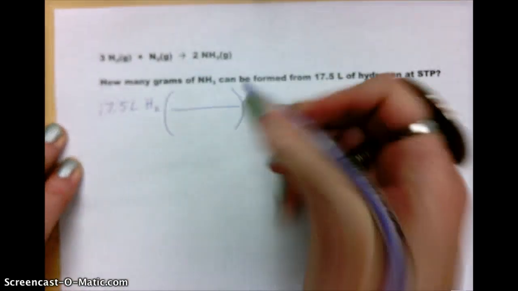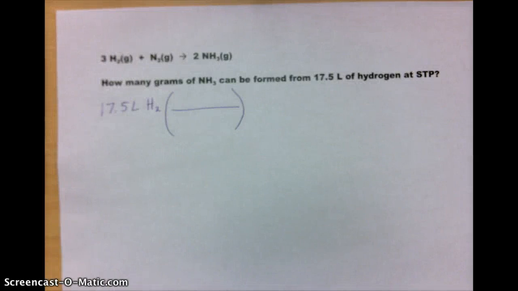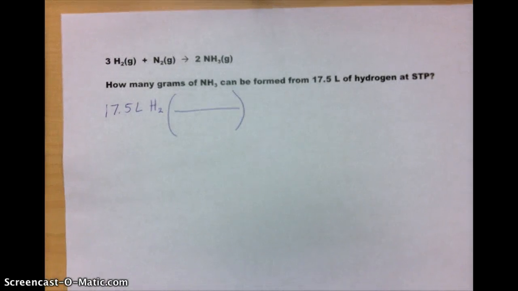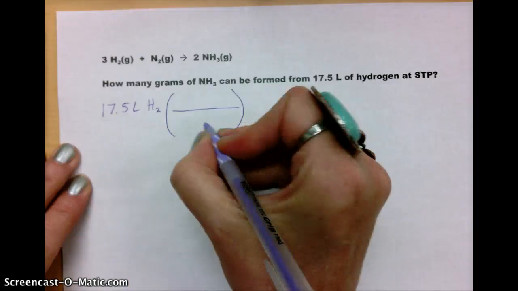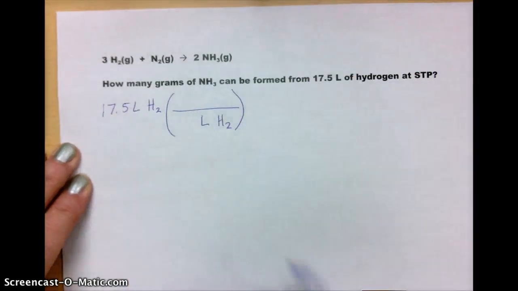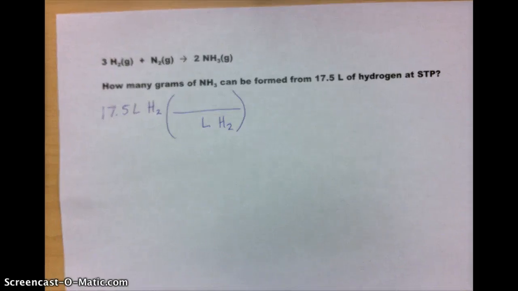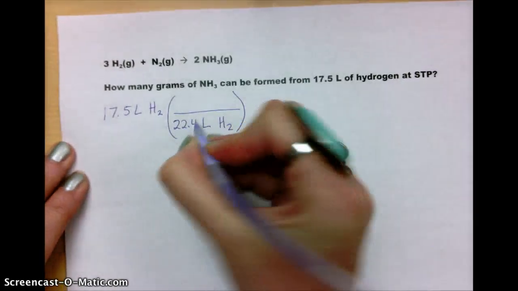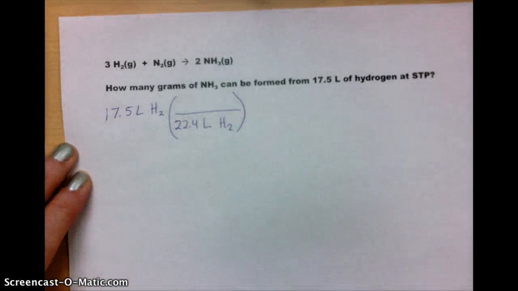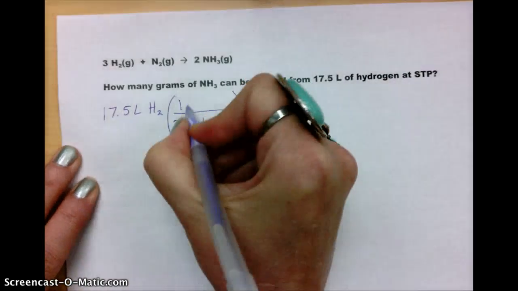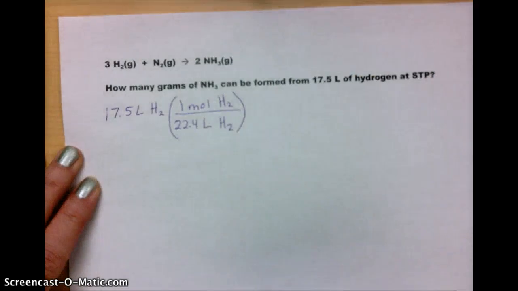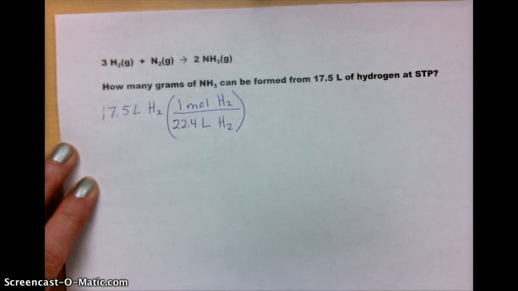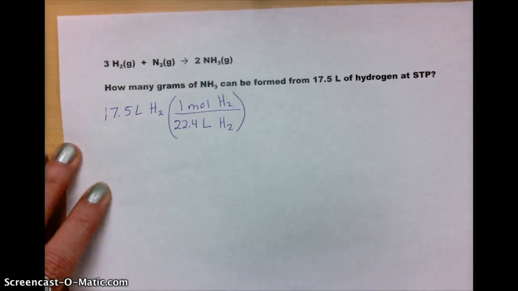First step is using the molar volume of 22.4 liters per 1 mole to convert to moles. Because liters of hydrogen is on top, I need liters of hydrogen on the bottom. And the conversion tells us that it's 22.4 liters of hydrogen in 1 mole at STP. So 1 mole of hydrogen goes on top. And now I have used the conversion factor, 22.4 liters of hydrogen in 1 mole of hydrogen, to convert to moles. It's now time for the mole ratio.